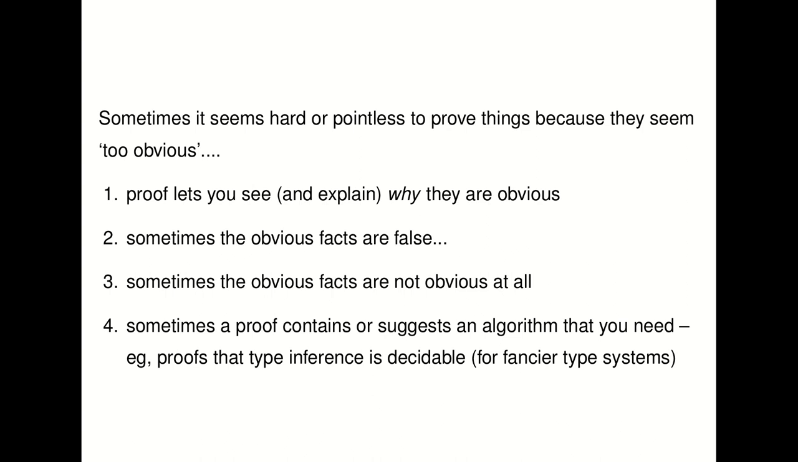And an additional reason for doing these proofs is that the proof will often suggest the algorithm that you need. So if you want to show that type inference is decidable, you can look at the proof of the checking, and that'll show you how information is flowing through the proof. So you look at where the quantifiers are and how they get instantiated, and that will help you figure out what your algorithm has to do.